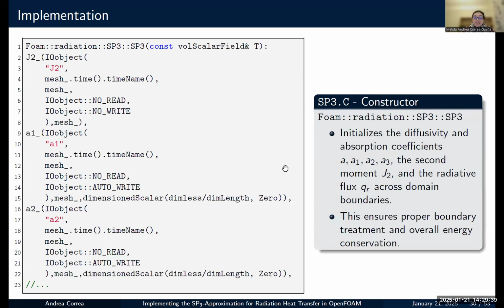Okay, in the SP3 file, the constructor of the SP3 class initializes the variables for the model. For example, the scalar fields that we need to initialize. This is the second order moment. These are the coefficient of the absorption and the diffusion coefficient. And each variable is defined using the IOobject class, because in this case it's necessary to specify this behavior, such as whether it should be read from an initial file or whether it will be written automatically during the simulation.